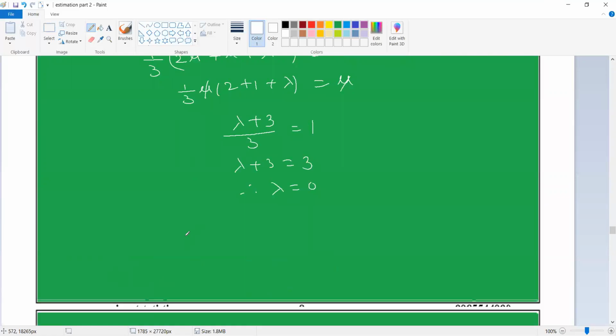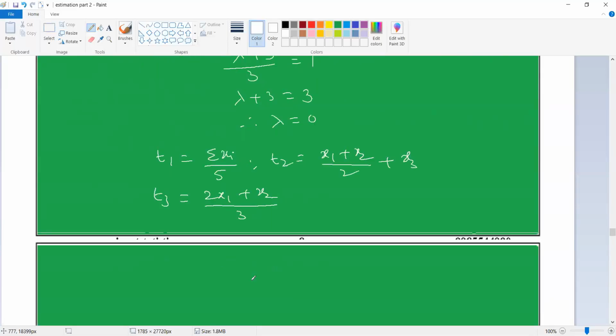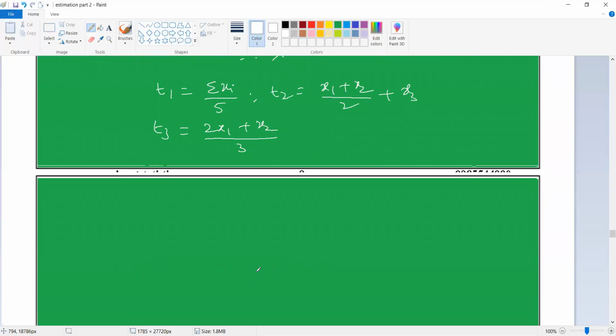After that, we have to examine which one is the most efficient estimator among T1, T2, T3. T1 is equal to summation Xi by 5. T2 is equal to (X1 plus X2) by 2 plus X3. T3, by substituting lambda value 0, is equal to (2X1 plus X2) by 3. Which one is the most efficient estimator? Also calculate the relative efficiency of T1, T2, T3.